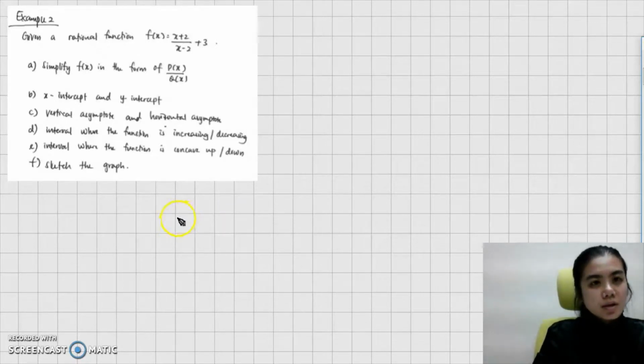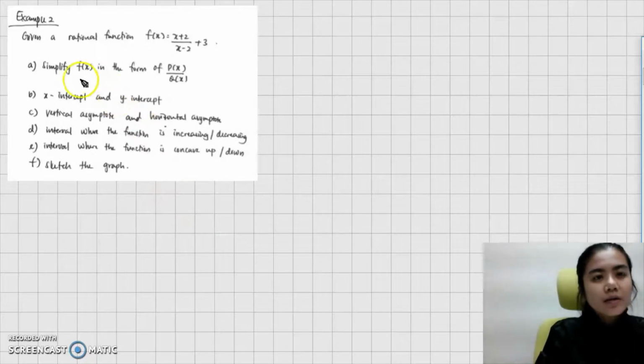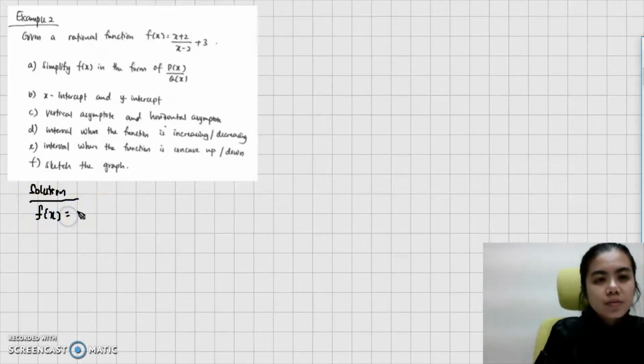Okay, let's just look at example 2. The first part of this question asks you to rewrite it into the form of P over Q. So let's copy this function. If you want to group it into P over Q, only one fraction without this plus 3, you have to make sure that they have the same denominators. This is actually over 1.